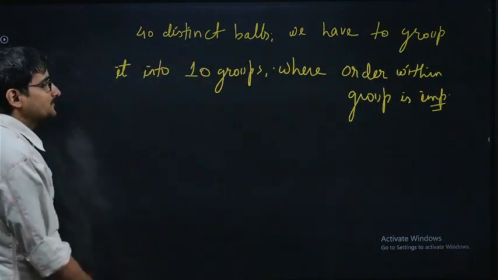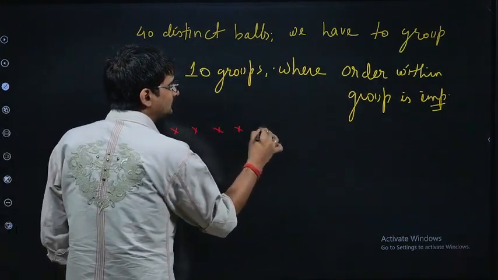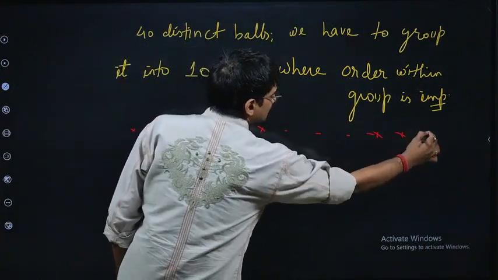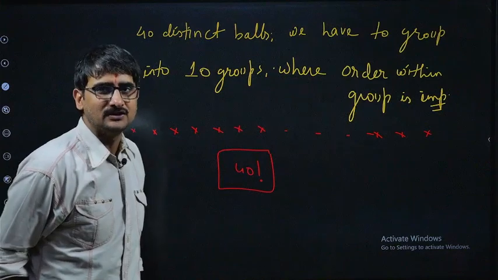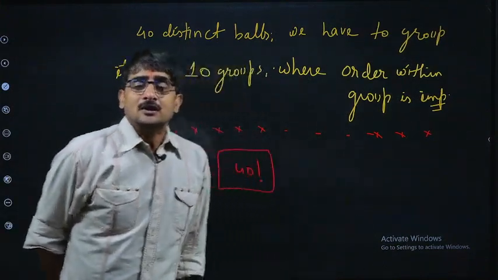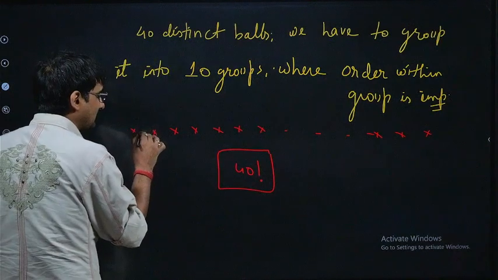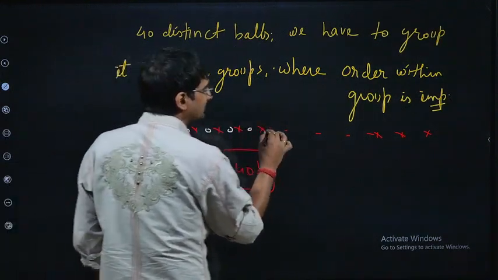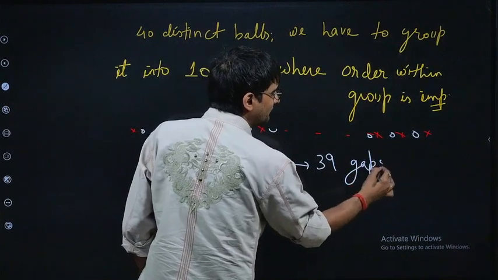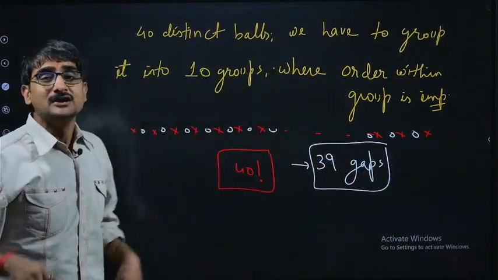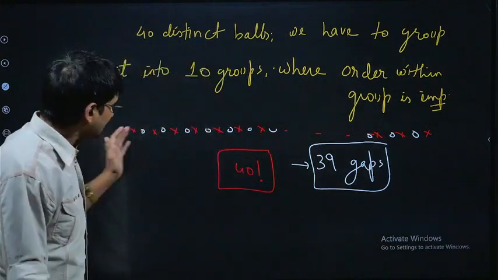So the idea is, if I put 40 objects in a row, in how many ways can I put 40 objects in a row? I can put 40 objects in a row in 40 factorial ways. I think all of you will agree. Now, how many gaps do you have between two objects in that row? We have 39 gaps. We always have one fewer gap than the number of objects if we exclude the corner ones, which are not actually gaps. So there are 39 gaps.